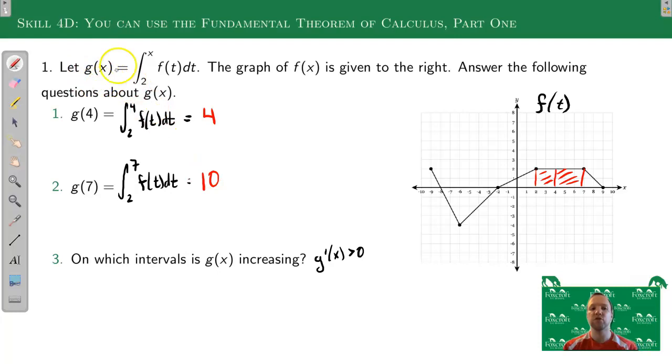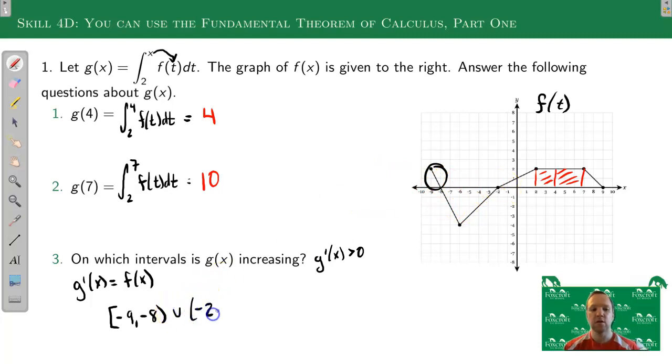So what's the derivative of g of x going to be? This is actually the fundamental theorem, part 1, g prime of x. So basically just take this x and plug it into f, it's f of x. All right, so the derivative of this accumulation function is just the graph we're looking at. And we want to know when that's positive. So my answer is when it's positive from -9 to -8, right here. And then it's positive from -2 to the very end at 9.